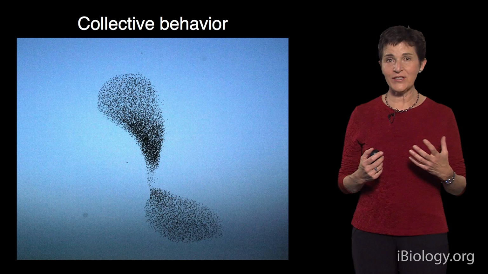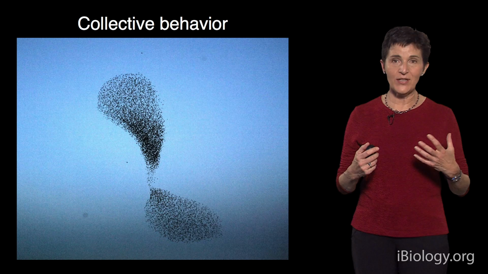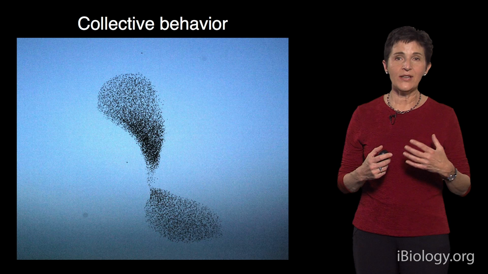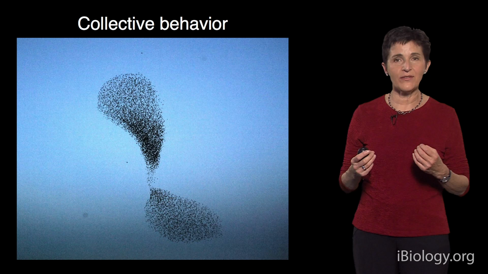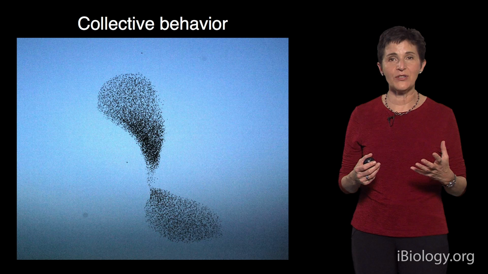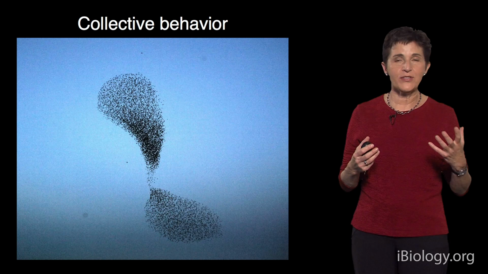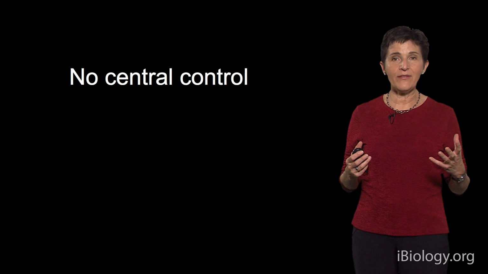But of course, there's lots of collective behavior going on around us that we don't see. Gene transcription networks are a form of collective behavior. Cells work collectively. For example, the development of an embryo and differentiation is the result of collective behavior among cells. Cancer cells work collectively to establish tumors. In a brain, neurons work collectively to produce perception and memory and all of the function of brains. What all these systems have in common is that there's no central control. There's nobody in charge, nobody telling anybody what to do.